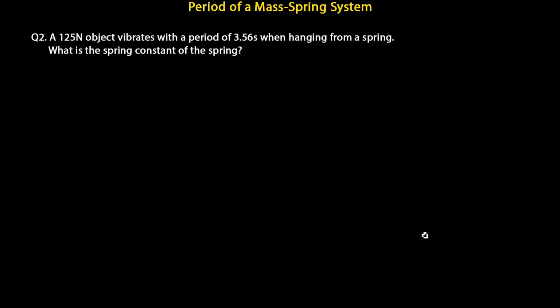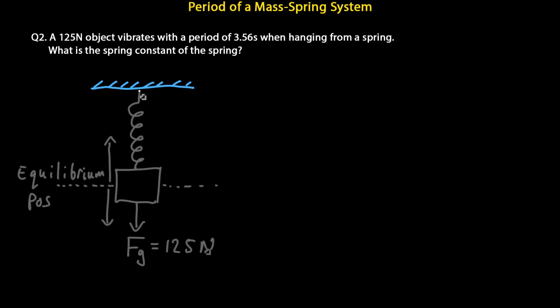So question 2. A 125 Newton object vibrates with a period of 3.56 seconds when hanging from a spring. What is the spring constant of the spring? So again, let's draw out the problem. Our mass spring system is now in a vertical position.